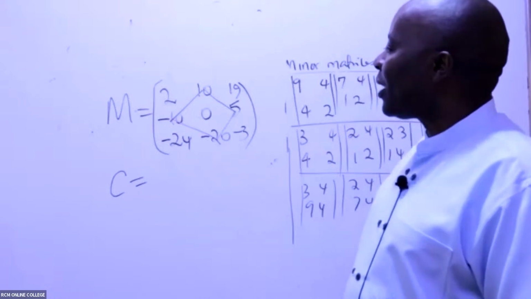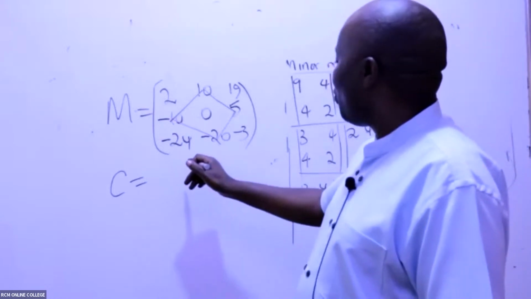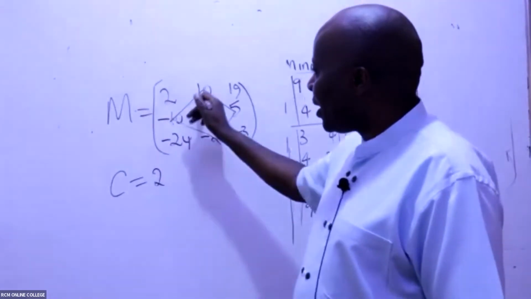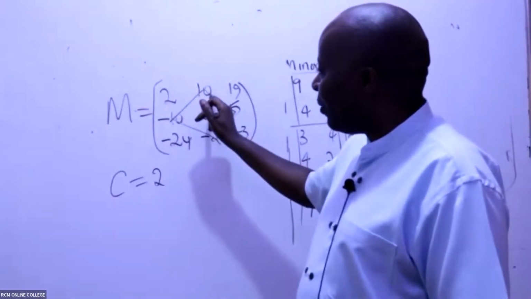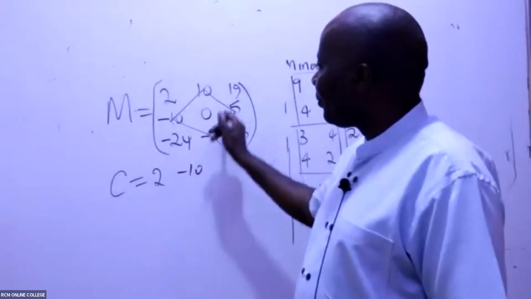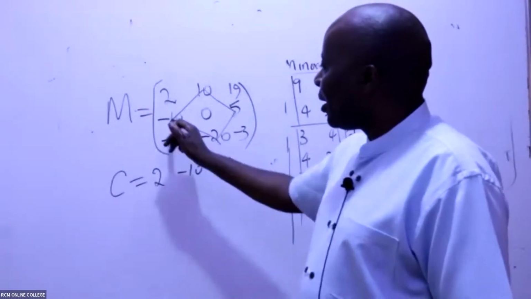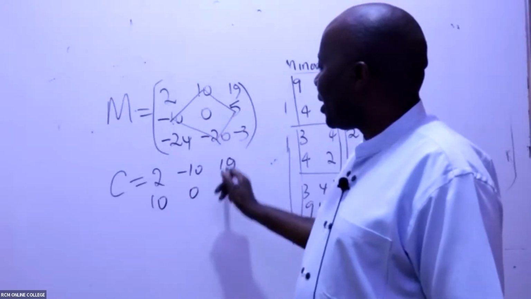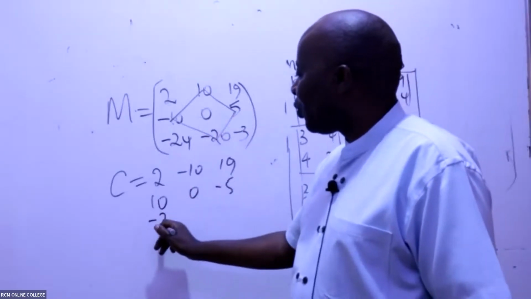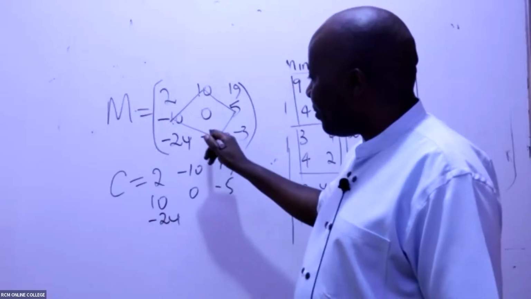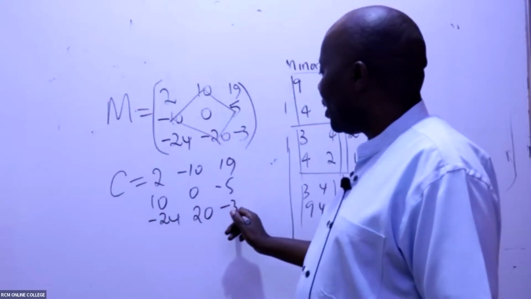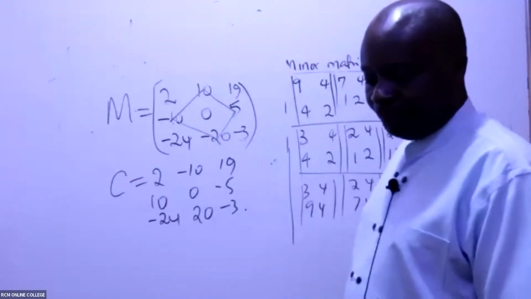So then our cofactors, ladies and gentlemen, we happen to be having our cofactors. So this remains. This has been kissed by a corner of the diamond. So it becomes minus 10. This is 19. This is now positive 10. This is 0. This is negative 5. This is negative 24. This has been touched by the diamond. So in this case here, 20 positive. And then we have lastly, minus 3 like that.